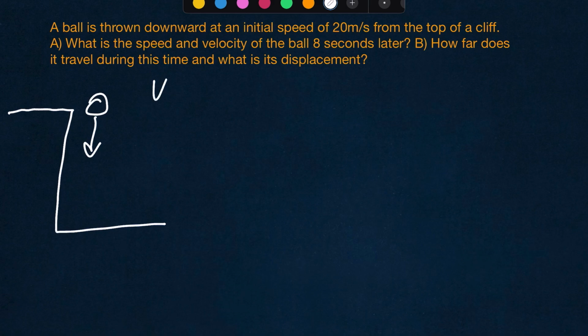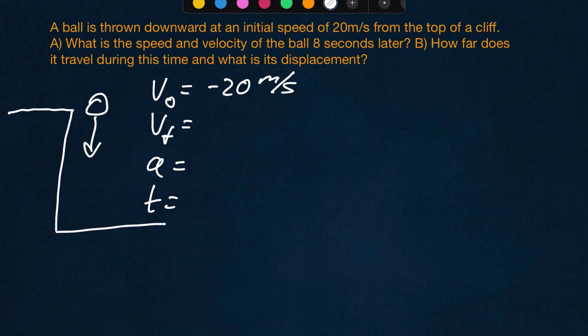With any physics problem, it is best practice to write out our known variables and the variables that we are trying to solve for. So we know that v initial is negative 20 meters per second because the problem tells us. We don't know what v final is. We know that acceleration is negative 9.8 meters per second squared because gravity is the only force acting on the ball in this problem. And we know that time is 8 seconds.